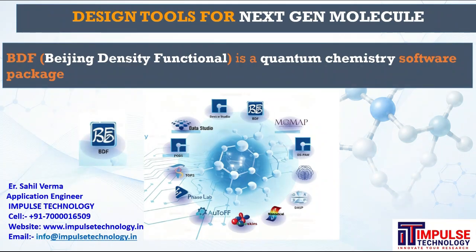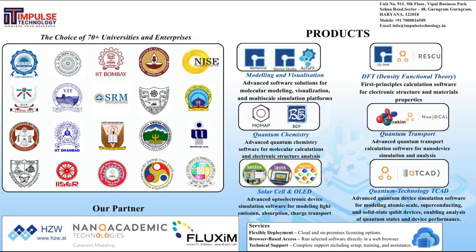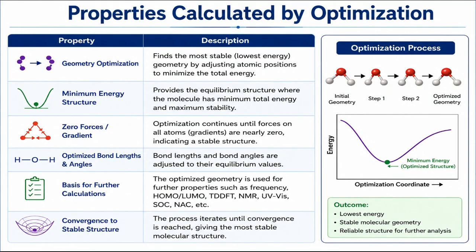In this tutorial, we will directly discuss optimization and how you can do optimization in the BDF software. Our company has partnerships with a number of universities that use different software, and with AJW, Nano Academy Technology and Fluxing. AJW is the parent company of the BDF software and we have different products. We will be focusing on how you can optimize your structure in the BDF software.